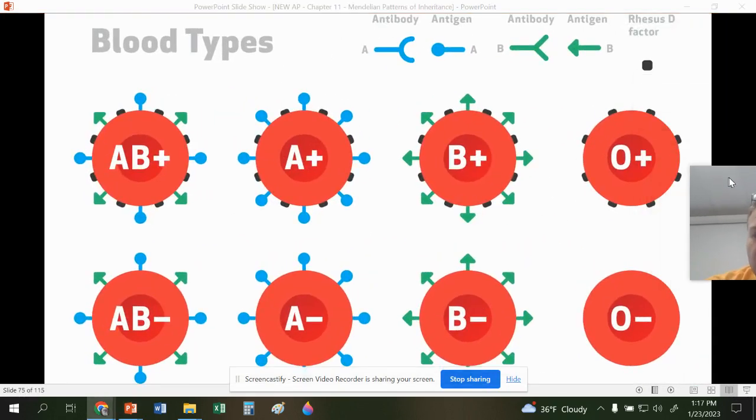All right, here's a good image showing that positive and negative. So you can see the positives have that extra antigen, that rhesus factor, while the negatives don't. AB has both the A and B antigens. A's only have A's, B's only have B's, and O's only have the Rh factor if they have it, or they don't have any if they don't. I love this image. This shows you the difference between the different antigens.